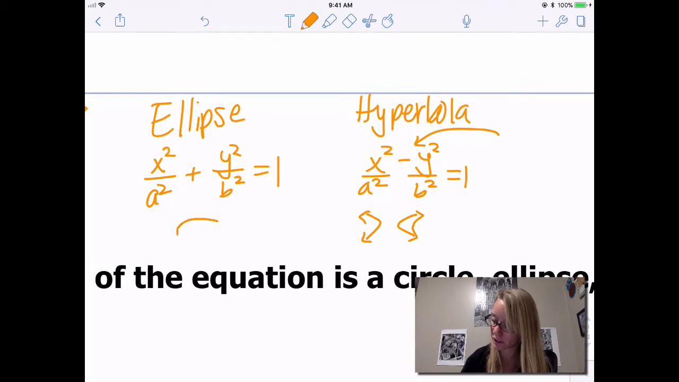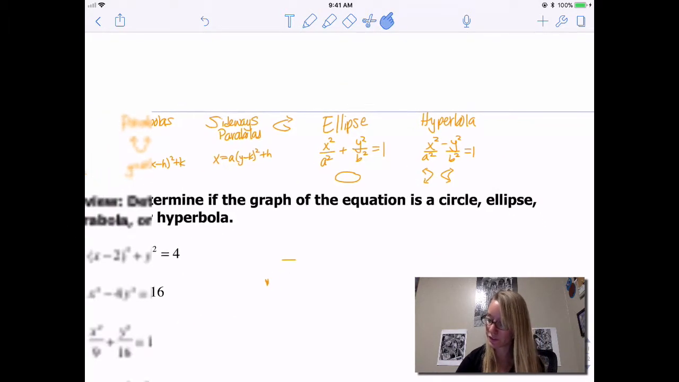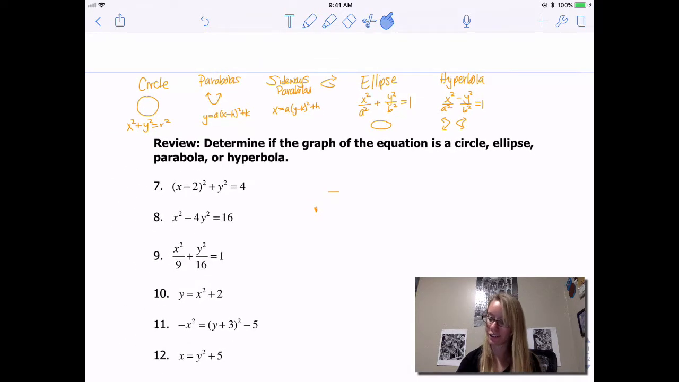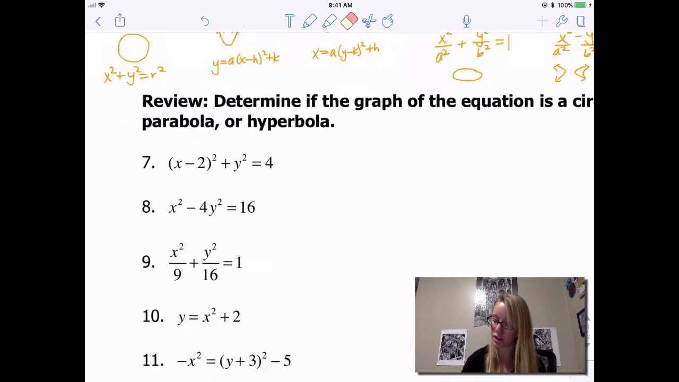Forgot to do ellipse. Ellipse kind of looks like an oval. Okay. So those are kind of our guides, what we're doing. I just want to have all of these things together in our review here to see what we're going to be looking for on a quiz or a test, how to identify different conic sections. So I just want circle, ellipse, parabola, hyperbola. I don't care about sideways versus regular.